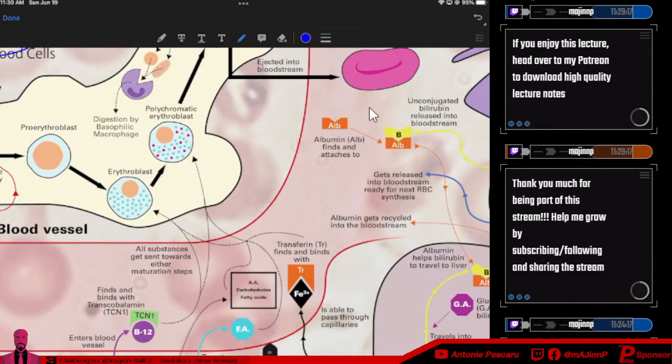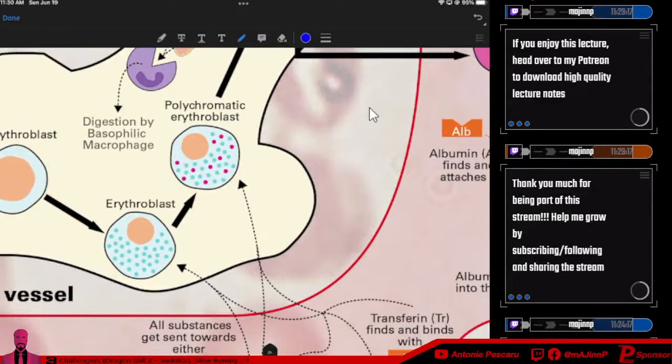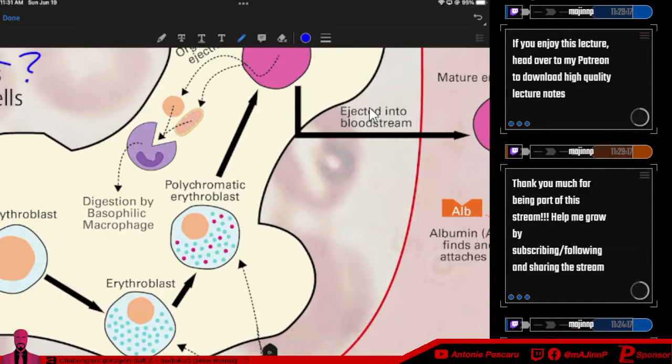And finally, I've been talking about these two guys, the erythroblast or the polychromatic erythroblast. The difference between these two is that your polychromatic begins having this red pigmentation on top of it, as you can see here by these like red dots.